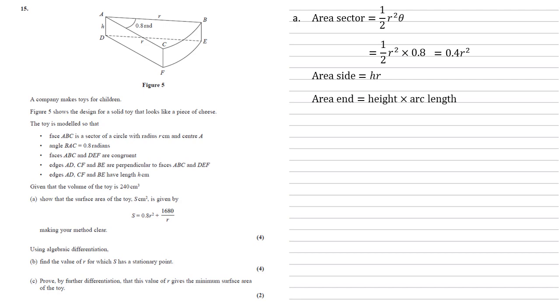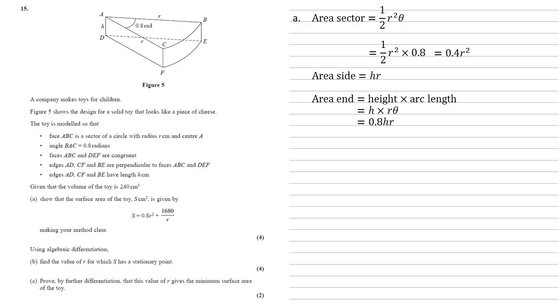Again, we're going to use our formula for arc length. So the end area is going to be the height h times r theta. That's just our normal radian formula for arc length. And again, our theta is 0.8. So the area of the end is 0.8 hr.